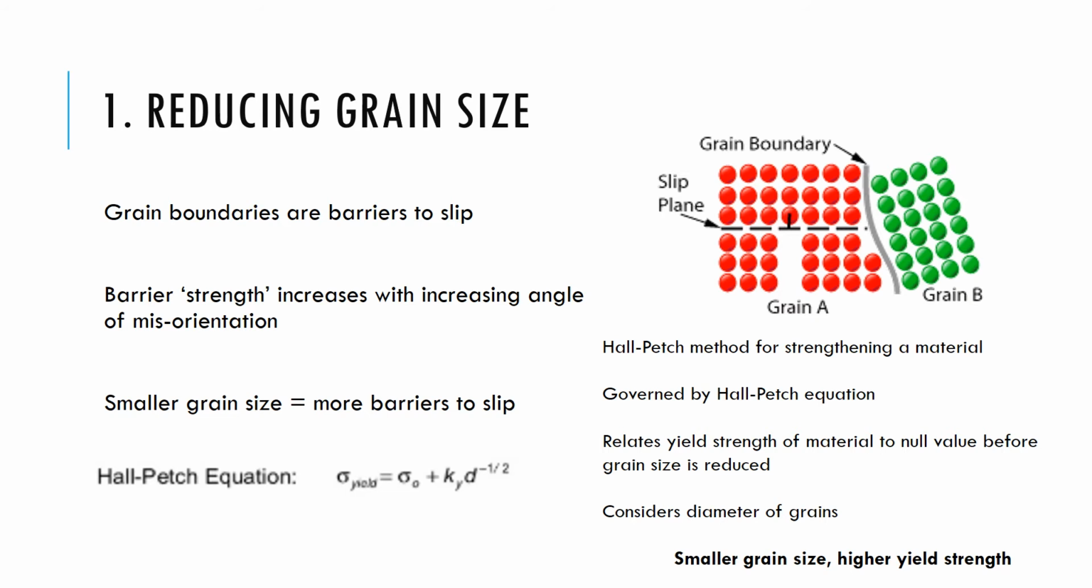And there's a well-known method for strengthening a material by reducing the grain size, and it's governed by an equation called the Hall-Petch equation. And it relates the yield strength of a material to the yield strength value before the grain size is reduced. And you can see the equation on the left there. It considers the diameter of grains. Ultimately, smaller grain size means a higher yield strength.